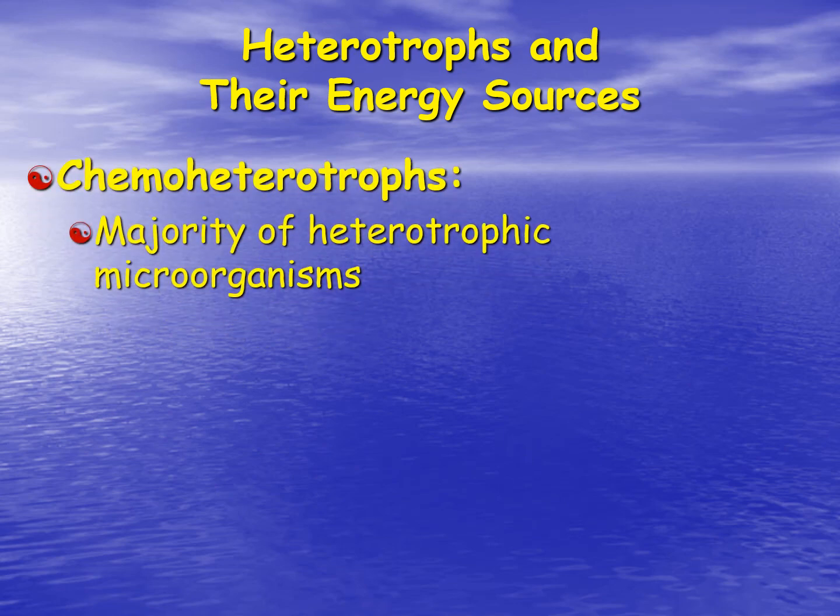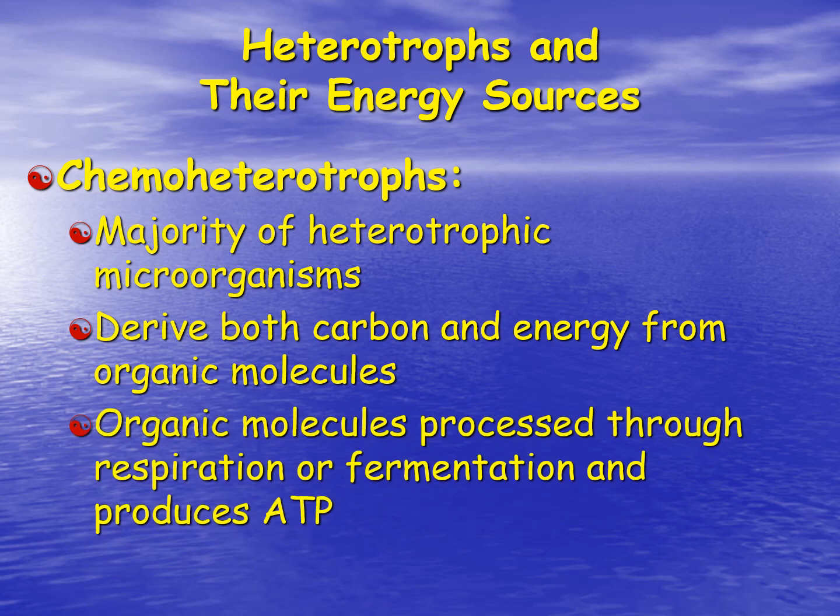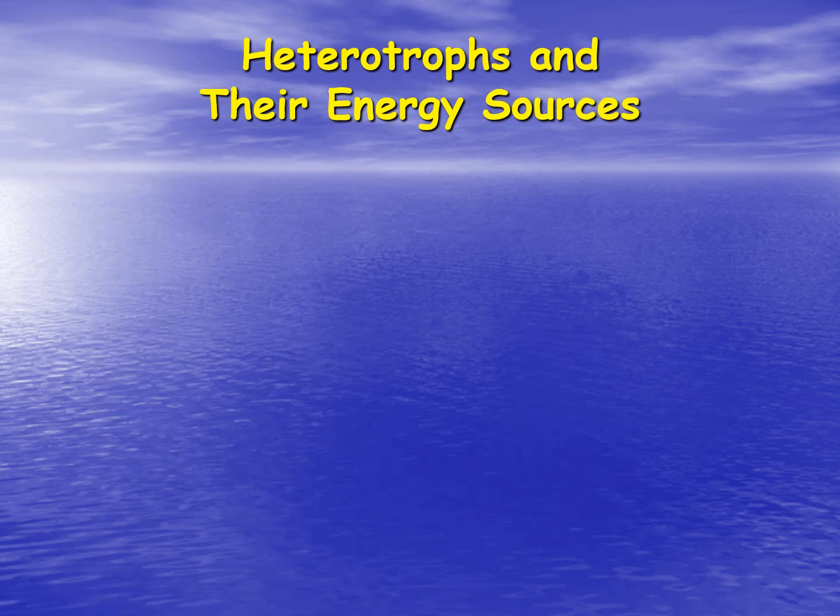Chemoheterotrophs, the majority of heterotrophic microorganisms, are going to be chemoheterotrophs. They derive both their carbon and energy from organic molecules. So, for example, our cells, where do we get our ATP from? We get it from glucose. Where do we get our carbon from? We get it from glucose. So organic molecules are processed through respiration or fermentation and produce ATP, giving off CO2 as a byproduct.